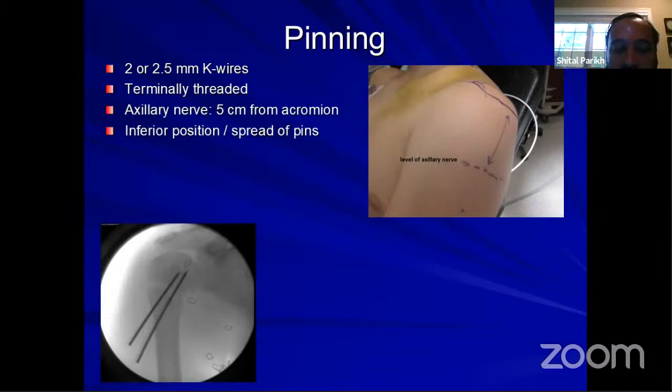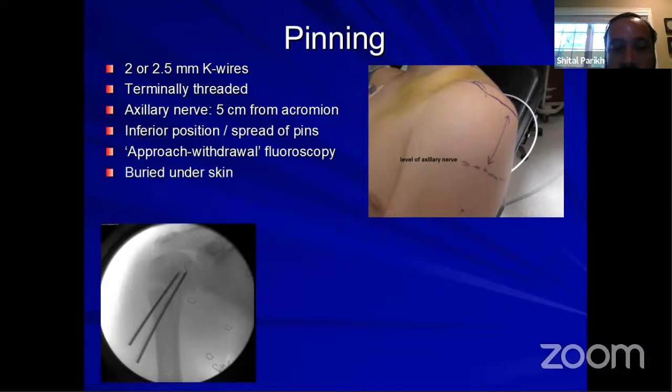You should have the position inferior. That means that this pin has to be near the neck of the humerus to give some more stability, and then you need to have a spread of the pins at the fracture site. You want to make sure it's not intra-articular, just like you're doing the skiffy screw.